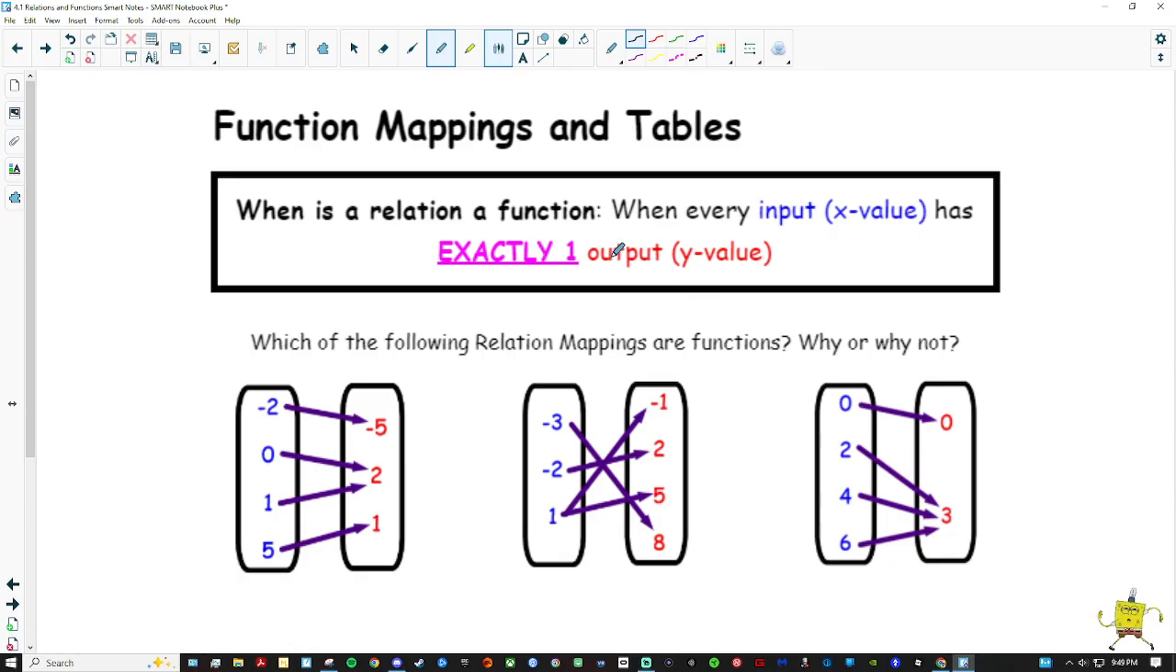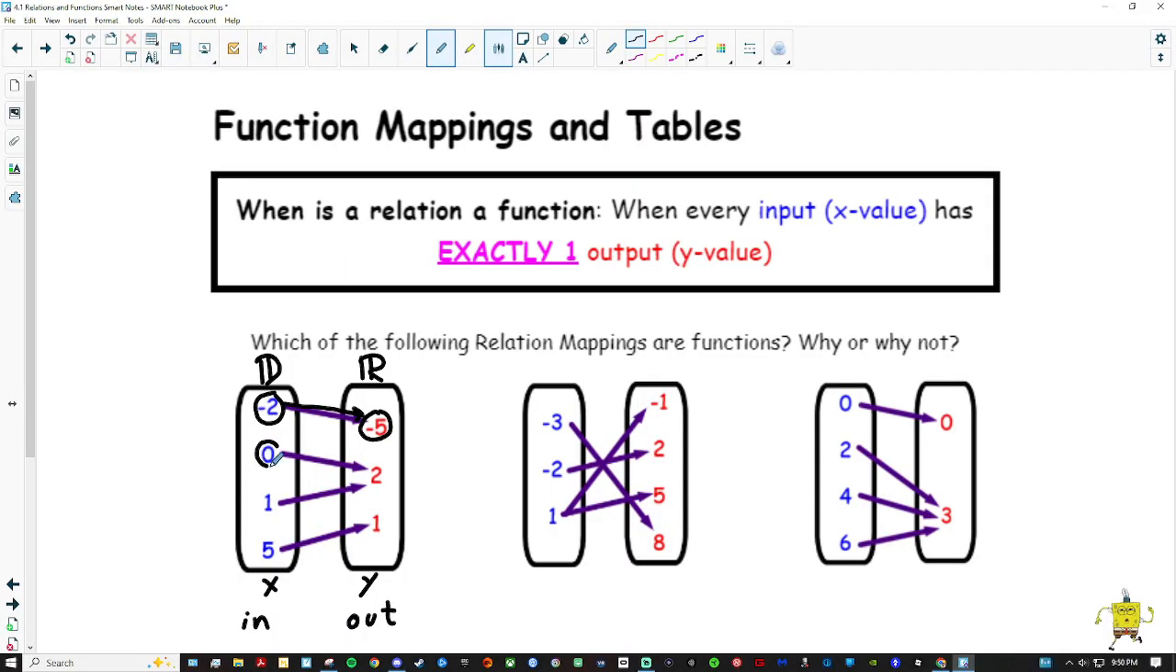So what that looks like is if I put in a number, so let's look, here's my domain, here's my range. Remember, we can think of it as our x values and our y values. You can think of it as your in and your out. Okay? So if I plug in a -2, the only number that comes out is -5. One input goes to one output.